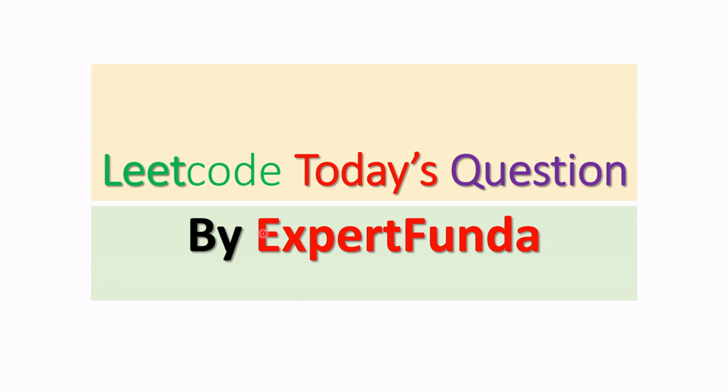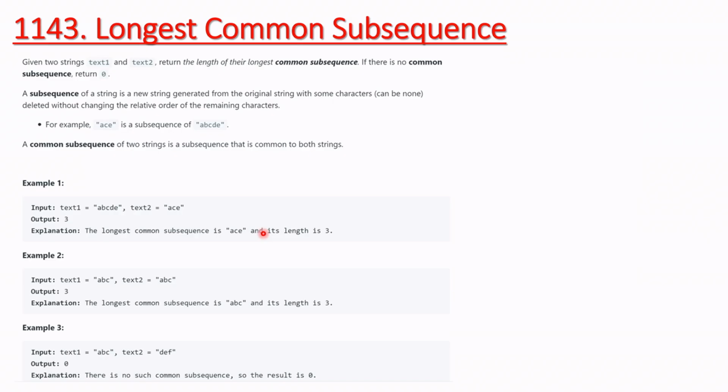To the LeetCode question, and we'll see the approaches. Okay, so this is LeetCode question number 1143, the longest common subsequence, in which we are given two strings, text1 and text2. Then we have to return the length of their longest common subsequence. If there is no common subsequence, then we have to return 0.